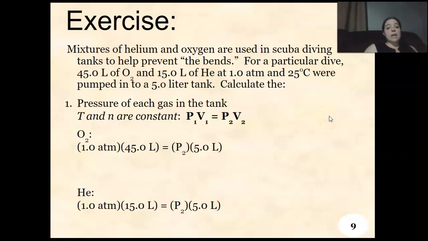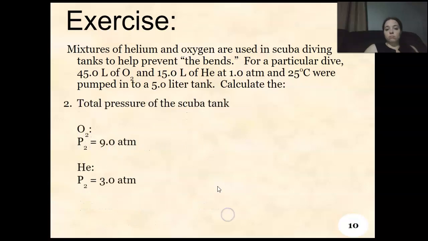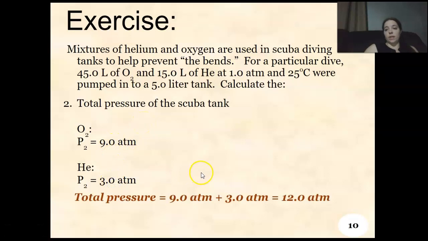So the 5 liters is going to go in the volume of the second part. So all I have to do is calculate. This is a very, very simple calculation. 1 times 45, 45. 45 divided by 5 is 9. So 9 atm for oxygen. Now helium, let's look at helium. 1 times 15, 15. 15 divided by 5, 3. 3 atm. Okay, so now I have to get the total pressure. The total pressure of the scuba tank is 9 plus 3, 12 atm.